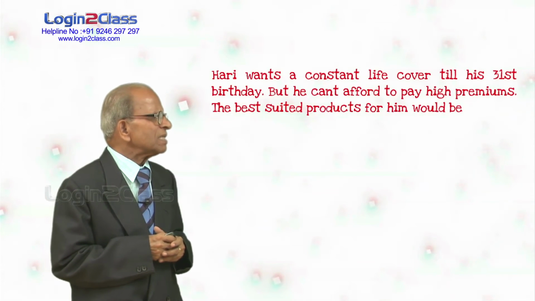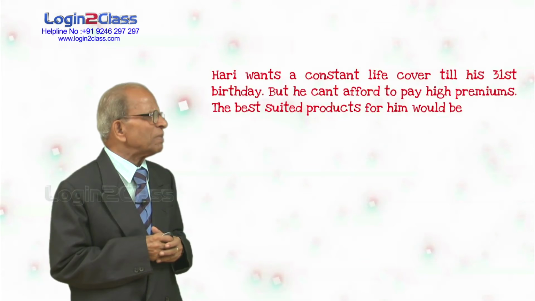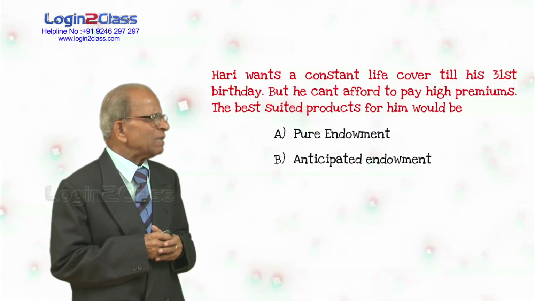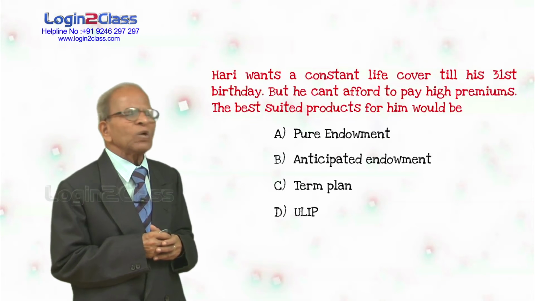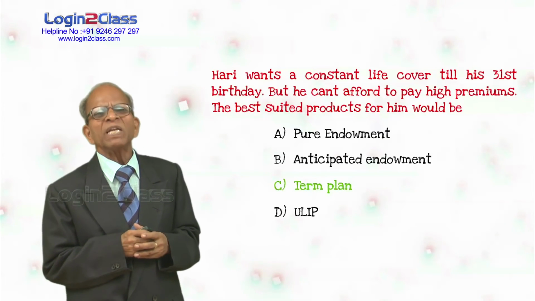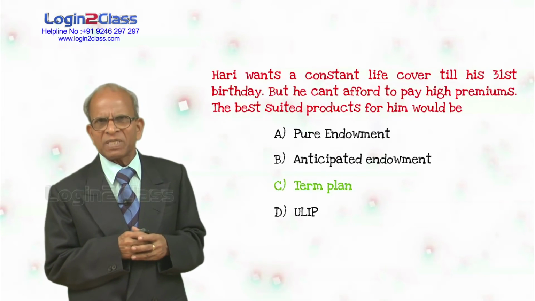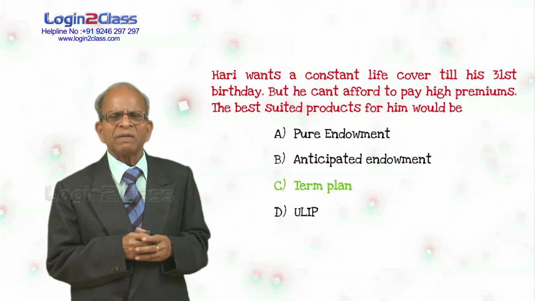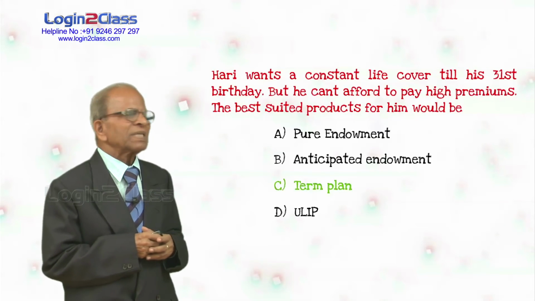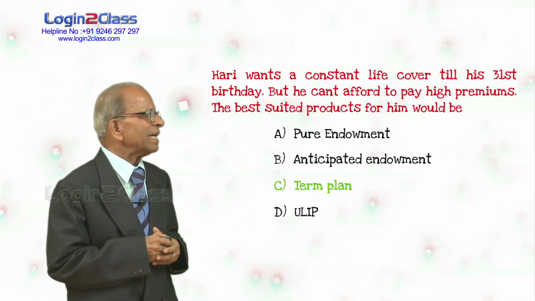Hari wants a constant life cover till his 31st birthday, but he can't afford to pay high premiums. The best suited products for him would be pure endowment, anticipated endowment, term plan, ULIP. Term plan is the cheapest thing. Anybody should be in a position to afford the term insurance policy. Though there is no return, it covers an important need, it gives you protection. So, term plan is the answer. C is the right option.